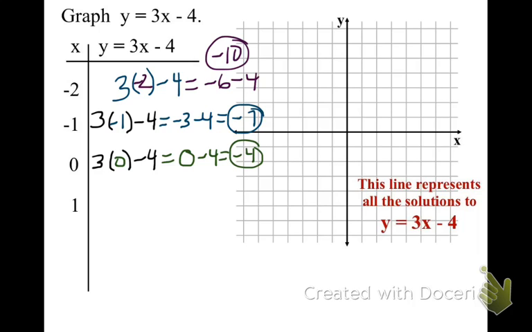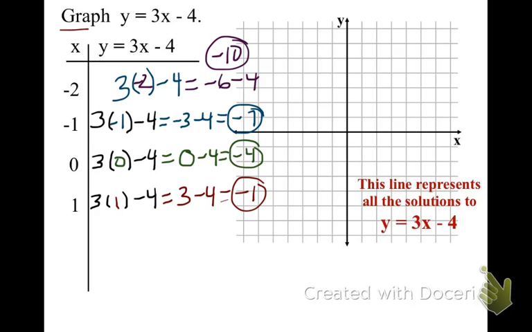And last but not least, let's do 1. So 3 times x minus 4. What am I going to plug in? I'm going to plug in 1 this time. And what do I get? Let's see, 3 times 1 is 3. 3 minus 4 gives me -1. So now I have all my y values.